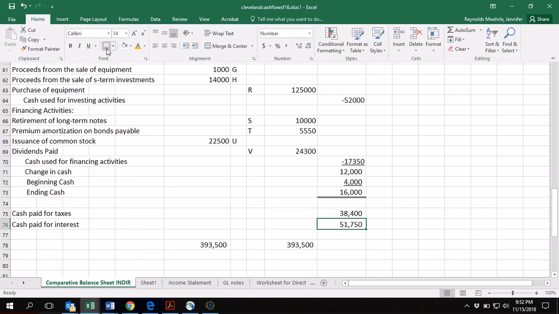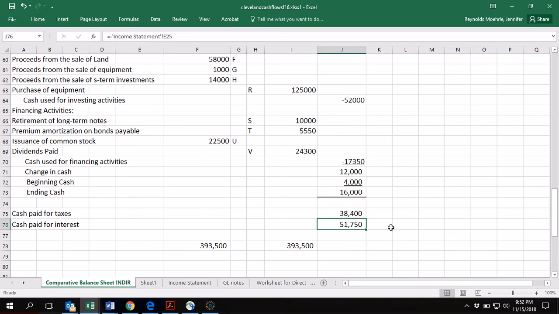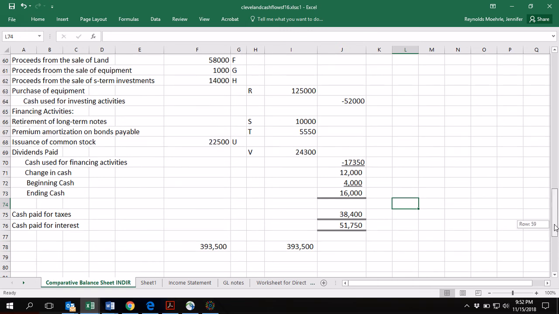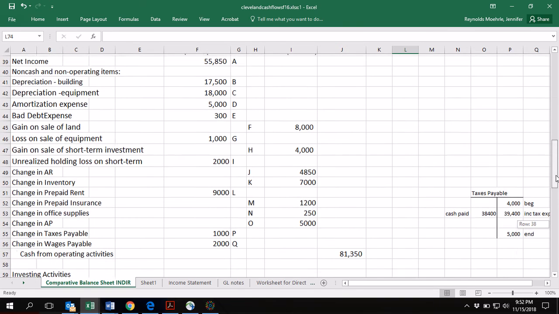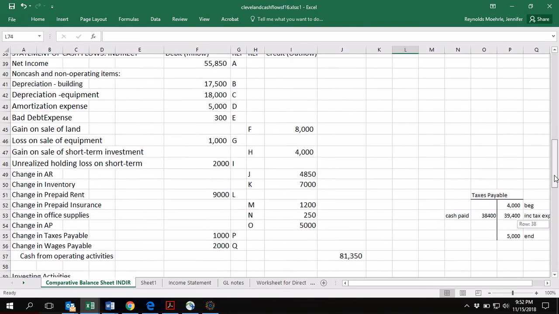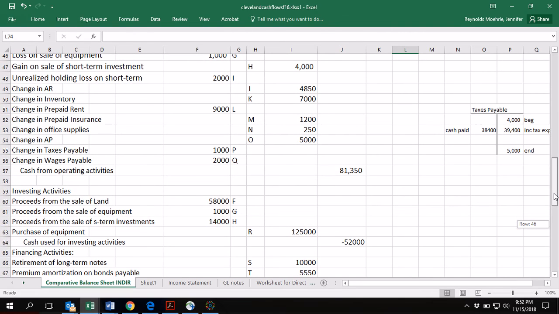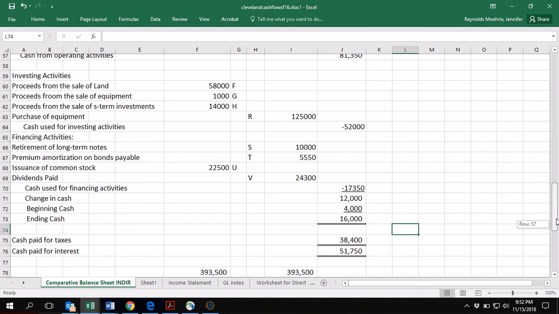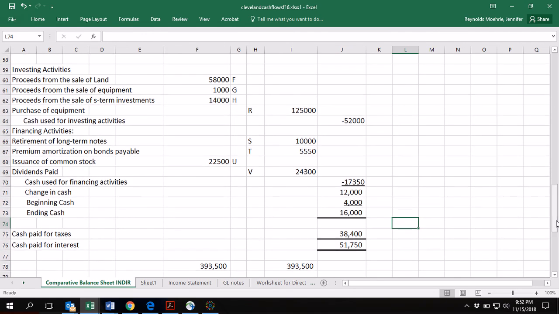Right? You also would have any material non-cash items you would include here. So there you go. We did it. The statement of cash flows ended up with the right numbers. Indirect method. Good job.